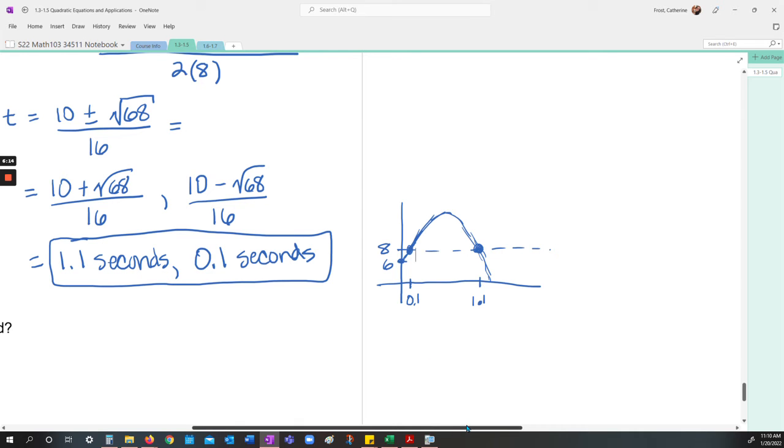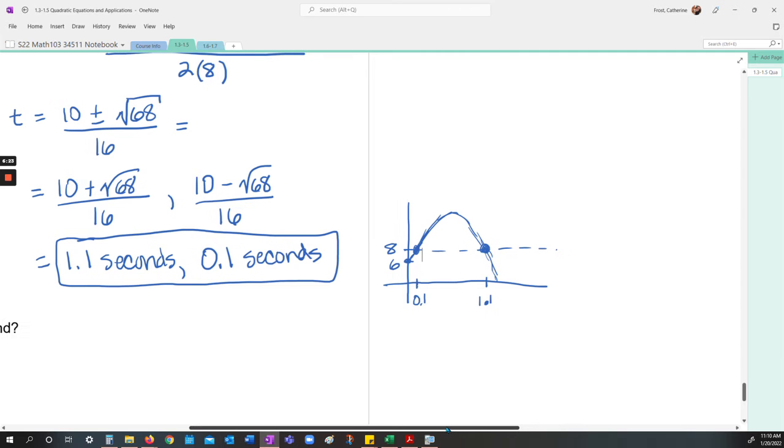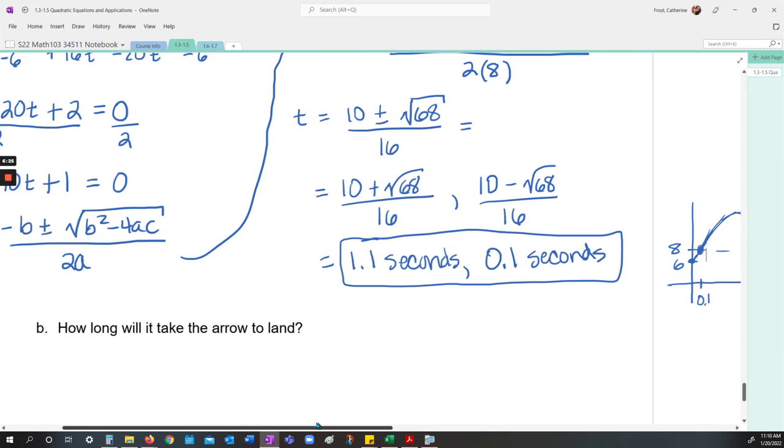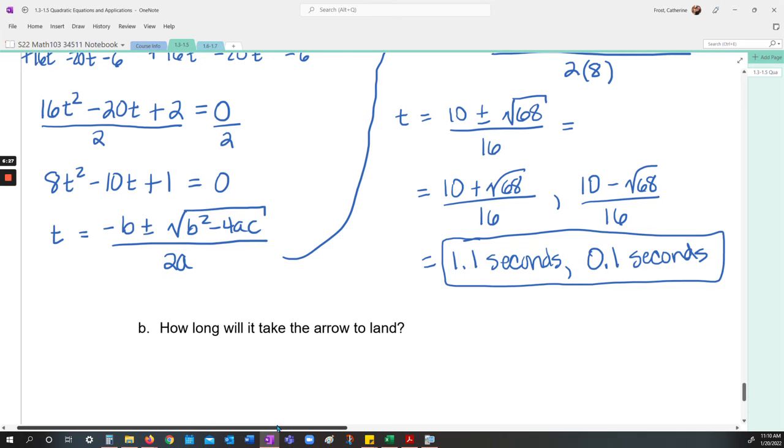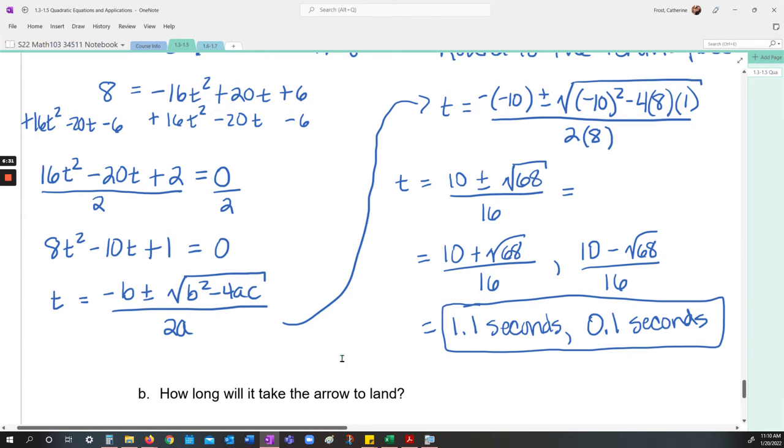Now, it's not always going to be the case that you get two different answers. So if the height they give you is less than the initial height, you're only going to have one positive answer. So you'd have to leave out the negative one. So part B actually demonstrates that.